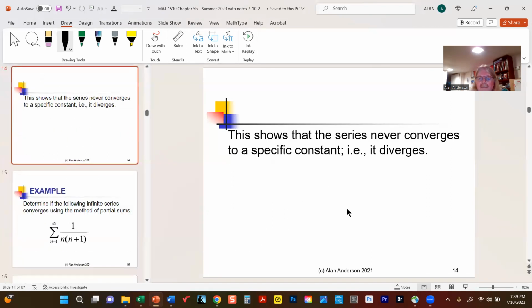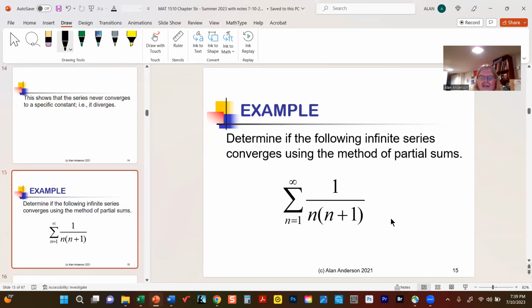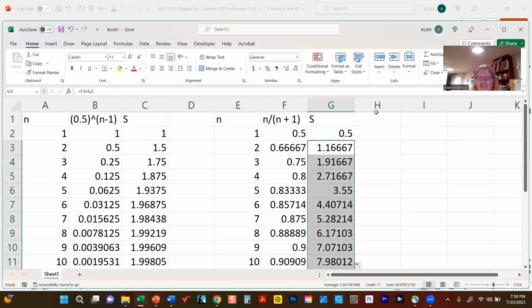But here's an interesting one. Now, I think you'll like this one because, well, you'll see. It has some interesting aspects to it. 1 over n times n plus 1. All right, let's see. Let's do one of these tables again.